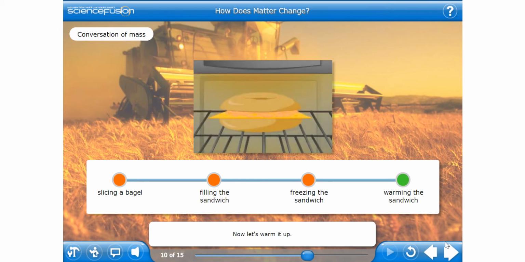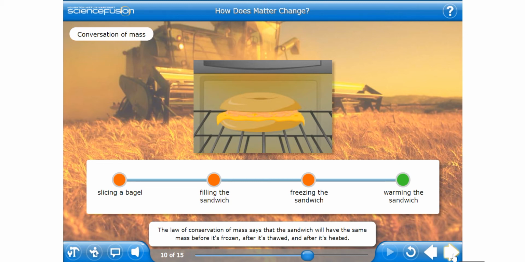Now let's warm it up. Do you think the mass will change when you heat the sandwich and the cheese melts? The answer is no. The law of conservation of mass says that the sandwich will have the same mass before it's frozen, after it's thawed, and after it's heated.